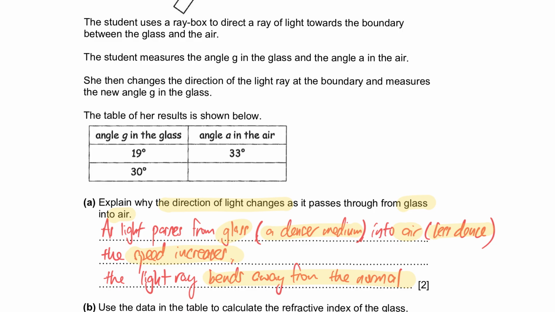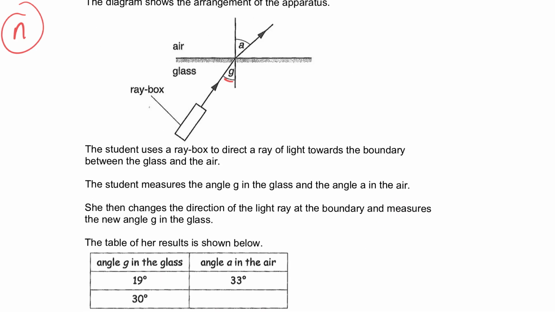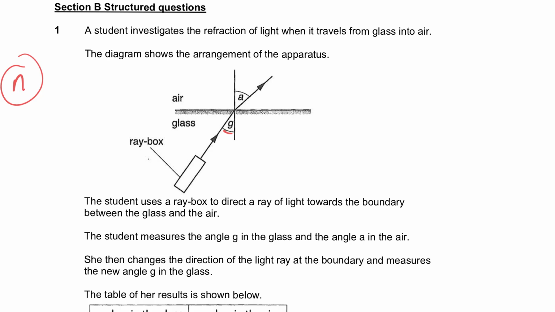All right. So what it means is, by right, if there's no change in the medium, light should travel in a straight line. So now it bends away because the normal is over here. It bends further away from the normal. So that's what it means.